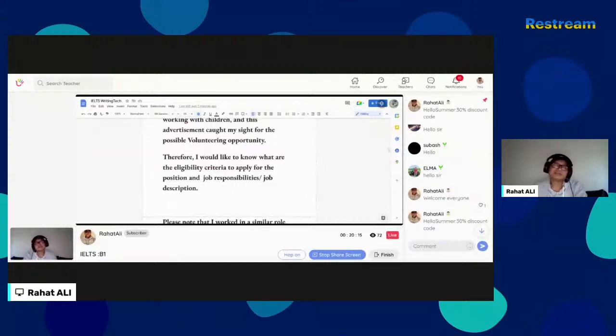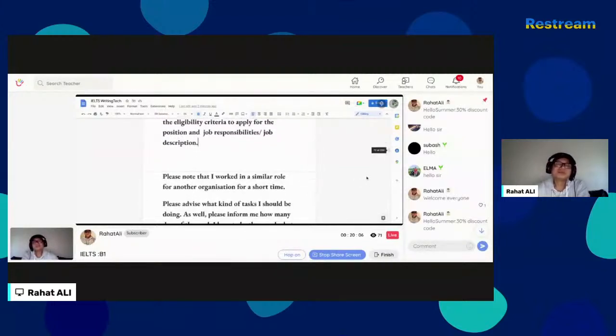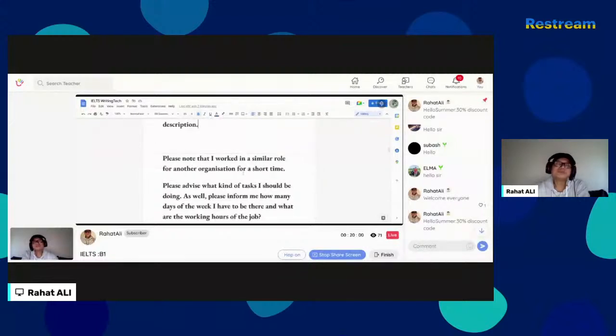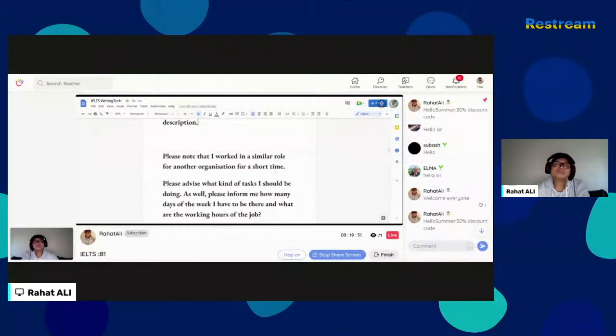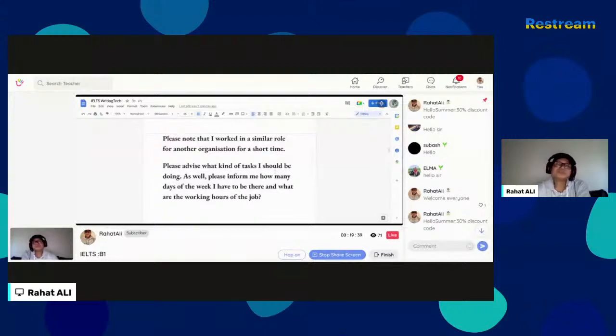And here is also another opportunity to mention that previously you worked somewhere else in a similar role or a different role. And that is the amazing part, to let the employer know. Please know that I worked in a similar role for another organization for a short time. Advise me what kind of tasks I should be doing, and also inform me how many days of the week I have to be there and what the working hours of the job are. So you're writing those questions as a part of the requirement of this letter.